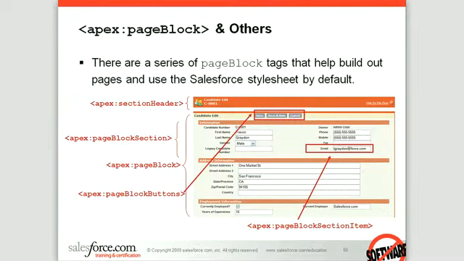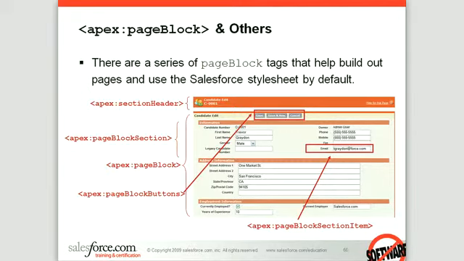Page blocks. In this case, the candidate edit is the page block. It is the outer block, and then each of those small sections, the address information, employment information, each of these are page block sections. So they're recreating that Salesforce look and feel structure.